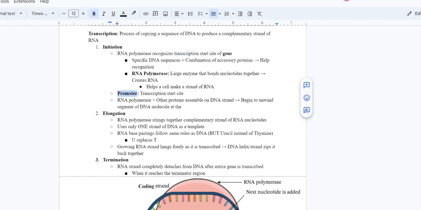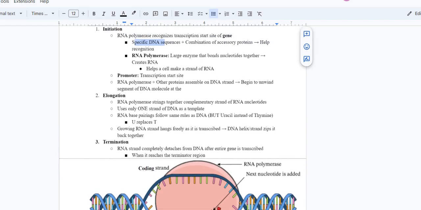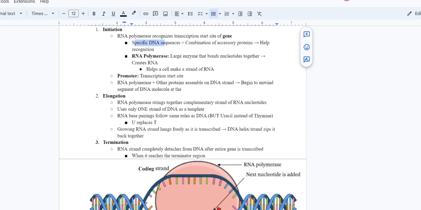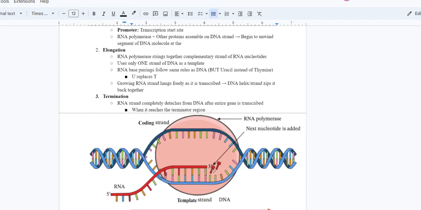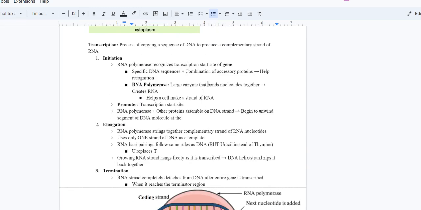The promoter is kind of like the primer for DNA replication, but here it's called the promoter. Transcription starting site: it's where transcription starts. A specific DNA sequence combined with other proteins helps with recognizing where the RNA polymerase should start. And RNA polymerase is an enzyme that helps bond these nucleotides together, attaching them to create this strand called RNA.